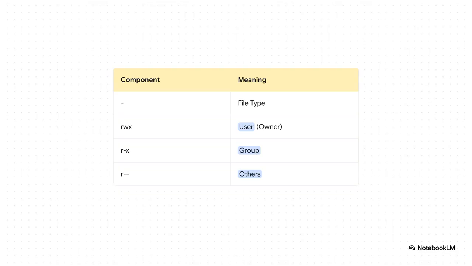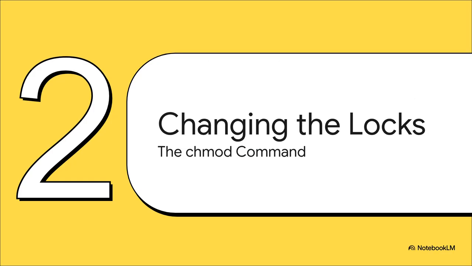Let's actually break this thing down. That very first character tells you what type of file it is, but after that, the next 9 characters are the real meat and potatoes, and they're split into 3 little groups. The first group is for the user, that's the file's owner. The second is for the group, which is a collection of users. And the third is for others, which is pretty much everybody else. And inside each of those groups, R is for read, W is for write, and X is for execute. Simple as that. So, now that we can read the policy, let's talk about how to rewrite it.